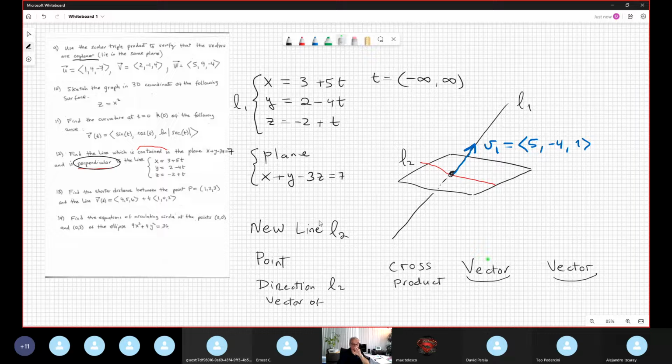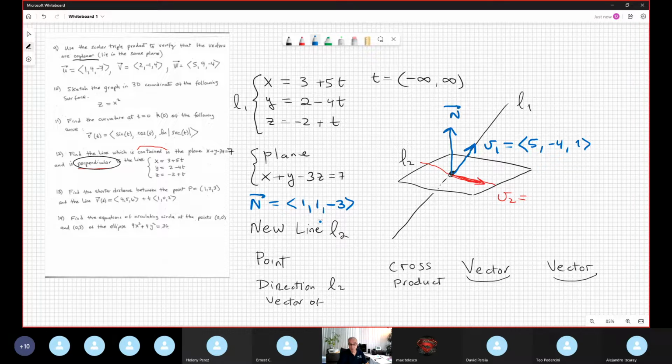Because I need to find one vector here. Because I take advantage, this is a direction vector 2, no? Okay, let me give a hint. Normal vector of the plane. The normal vector of the plane is (1, 1, -3). Yes or no? A normal vector of the plane looks like that, perpendicular to the plane.